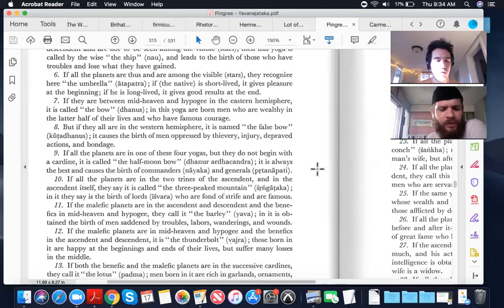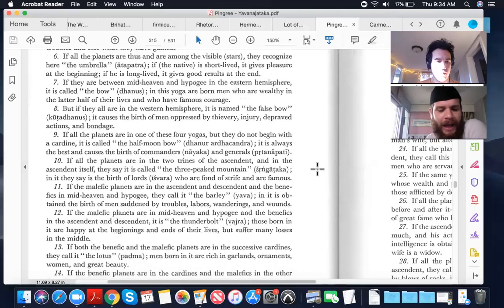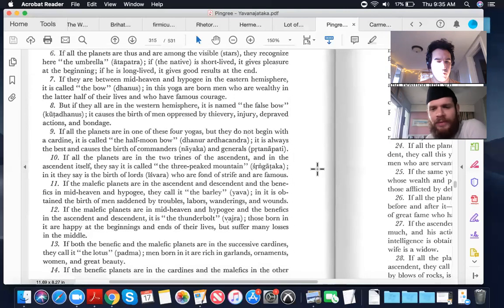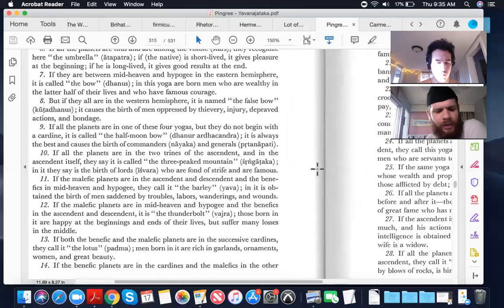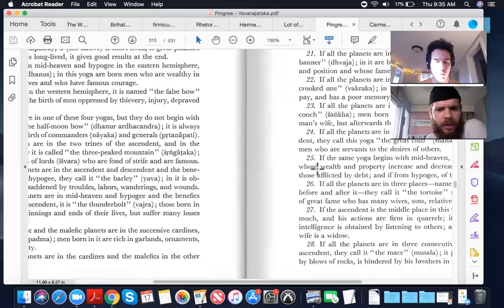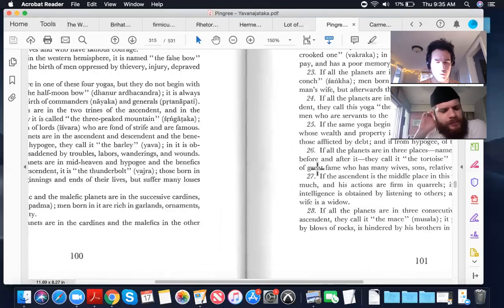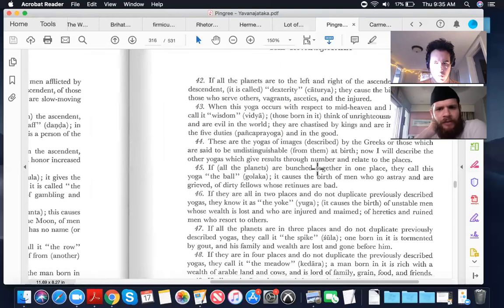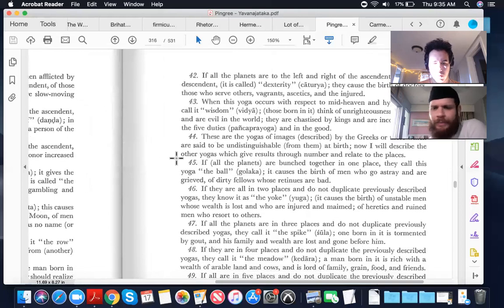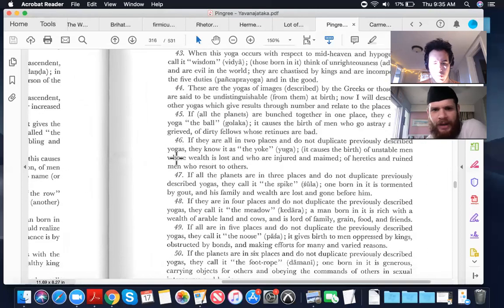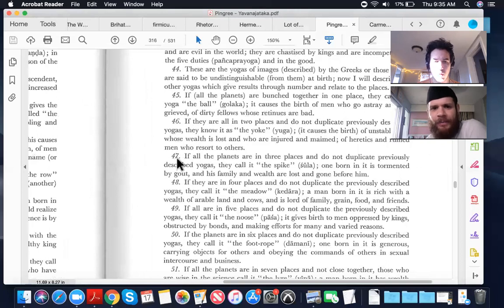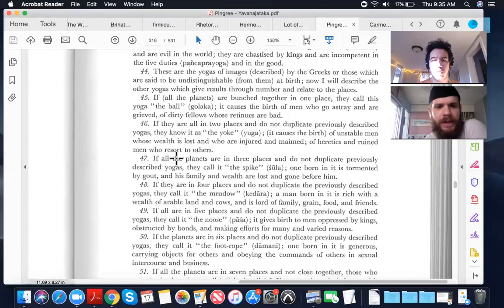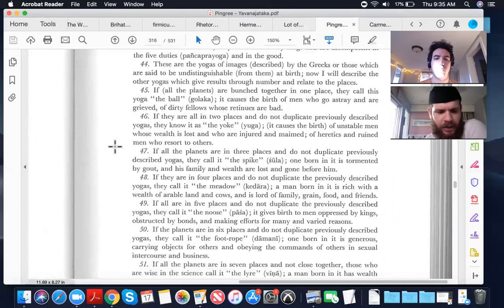And I just wanted to say that in Shloka 45 to 51, which are the next ones, we can jump there. I have some stuff underlined too. 45 to 51 is basically verbatim from what you have in Brihat Parashara Horashastra, the Sankhya yogas.